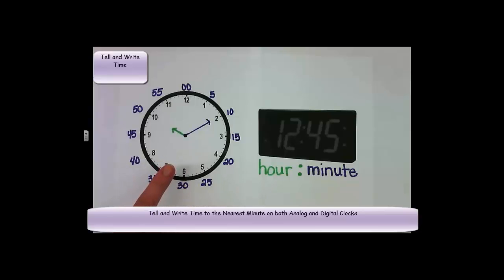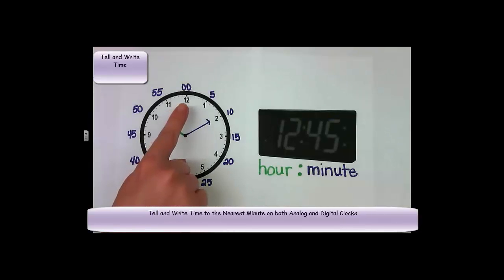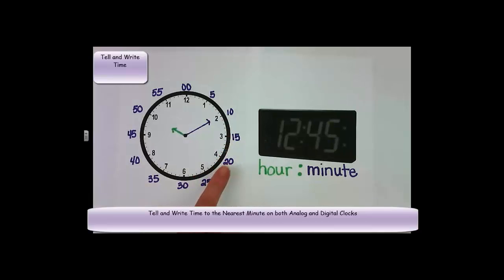For this analog clock here, what I have done, going around the clock on the outside, is write the minutes that each number inside the clock represents. So if the minute hand is pointing to the 2, a student will know that that is 10 minutes past the hour. And each of these are counting by 5 minutes.